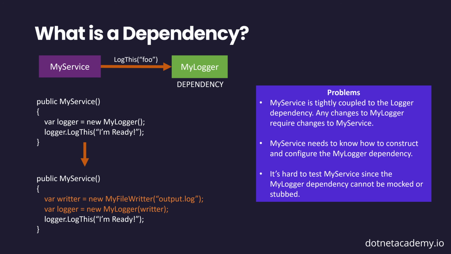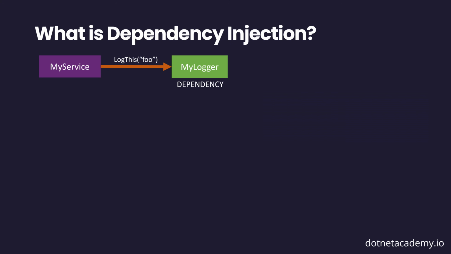Fortunately, there's a better way to do this using what is known as dependency injection. Let's go back to myService and its myLogger dependency. myService still uses the logThis method, but this time myLogger is not explicitly constructed by myService. Instead, myLogger is passed in as a constructor parameter. This way, myService doesn't need to know how to construct or configure the logger. It just receives it and can start using it right away.